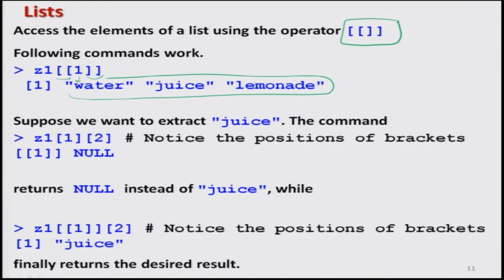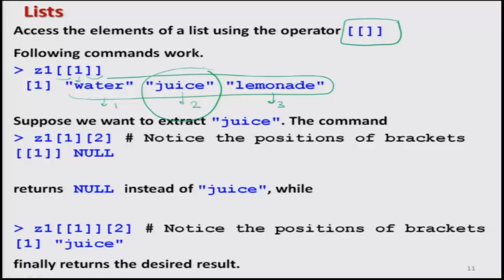Now, here I would try to take a different example and show you what really happens if you make this type of mistake. So, if you see, this is at position number 1 water, juice is at position number 2 and lemonade is at position number 3. Suppose I want to have the information on juice, which is at the second position.